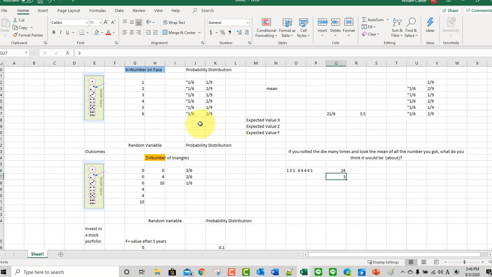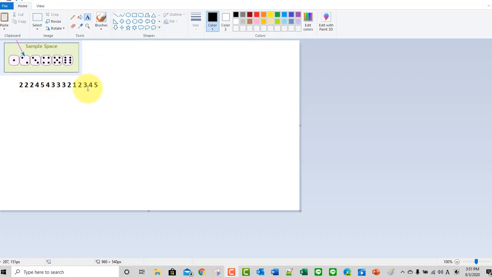But thinking theoretically about what should happen, since I'm assuming the probability distribution looks like this, I should get a 1 one sixth of the time, a 2 one sixth of the time, a 3 one sixth of the time, a 4 one sixth of the time, a 5 one sixth of the time, and a 6 one sixth of the time. So basically, suppose this is what I got.